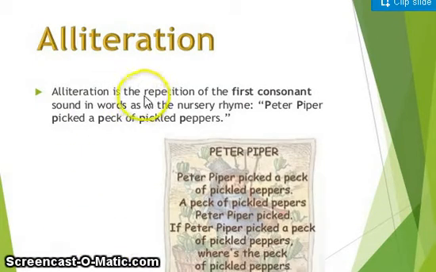Alliteration. Alliteration is the repetition of the first consonant sound in words, as in the nursery rhyme "Peter Piper picked a peck of pickled peppers." See here, the letter P, a consonant, is being repeated. This sound pattern is called alliteration. P in Piper, P in picked, P in peck, P in pickled, and P in peppers is being repeated.